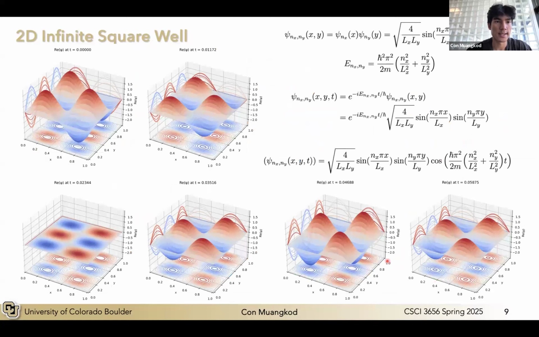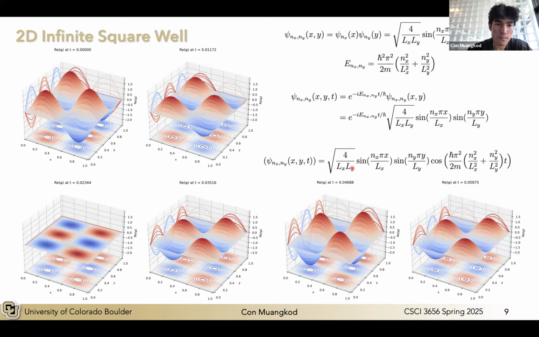The third case, again, is the infinite square well, but now we have 2 dimensions. The wave function in a 2-dimensional case is not really that complicated as we would think. Technically, we can multiply the spatial part of the wave function together for each dimension. That's why we have 2 sine terms here. We can combine the energy by just adding them together, and we can get the exact solution as shown on the bottom part here.